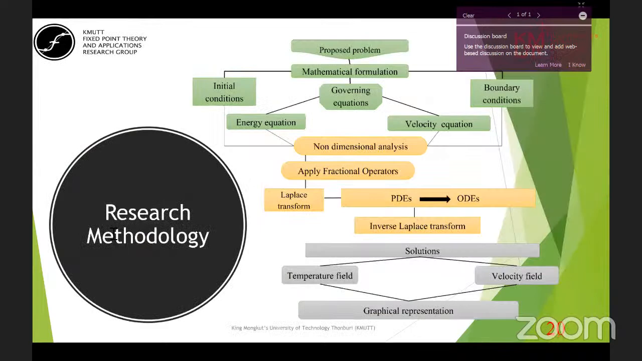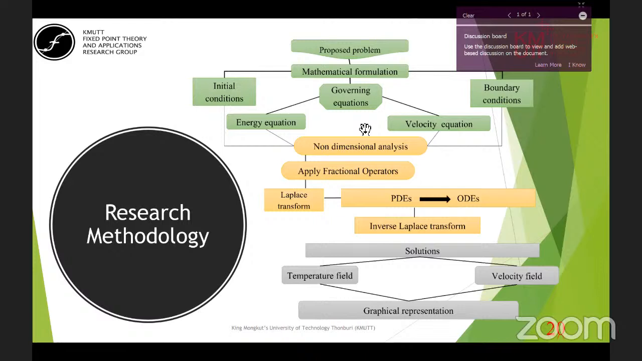This is the research methodology which I adopt for this problem. First of all, we propose the mathematical problem in which we have the governing equation in combination with the energy and velocity equations, and they have initial and boundary conditions. After that, we use non-dimensional variables to make our system non-dimensional, and this process is non-dimensional analysis. After that we get a non-dimensional system.